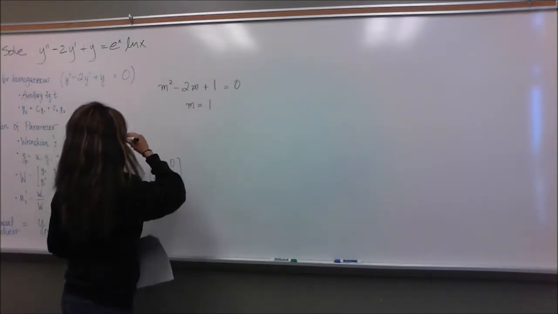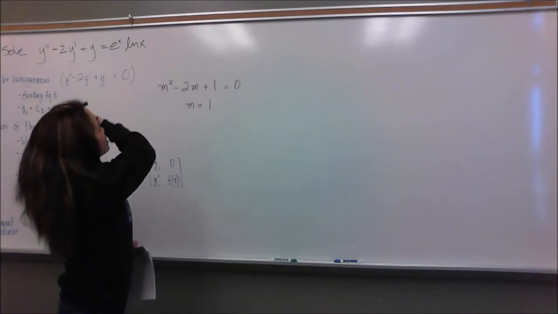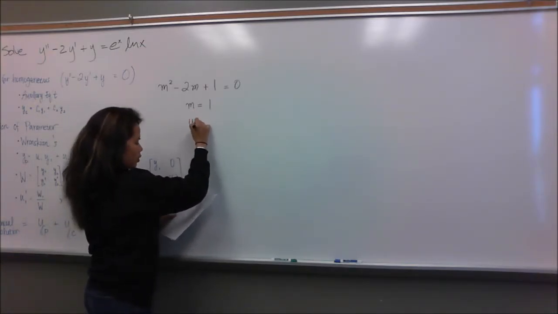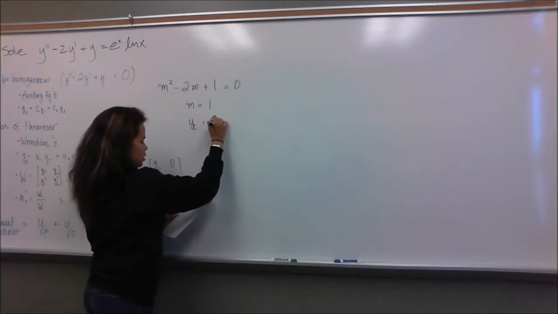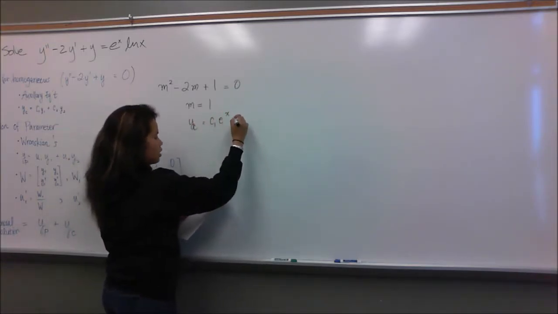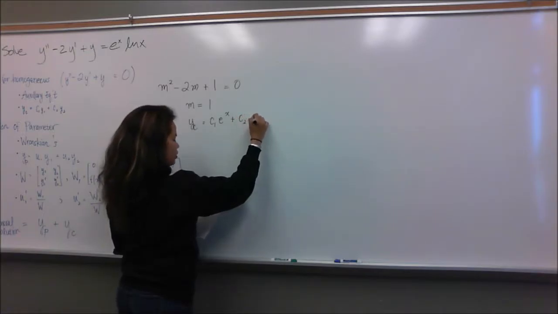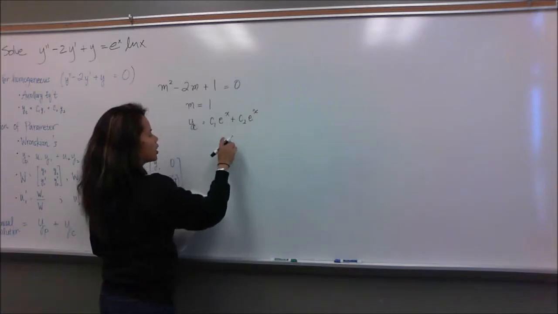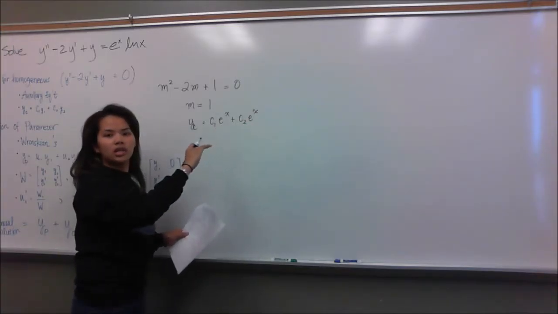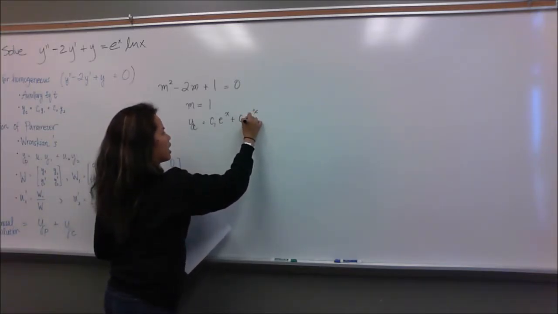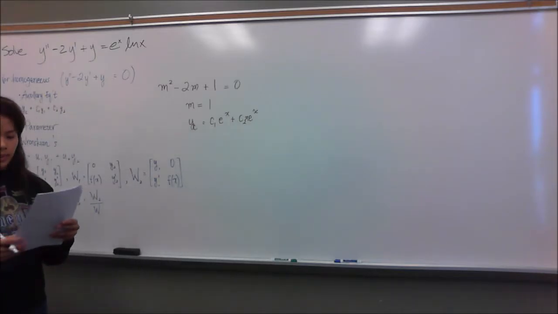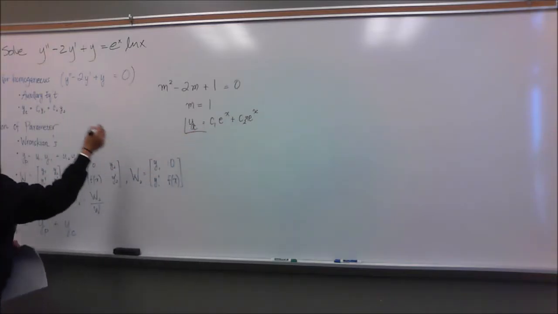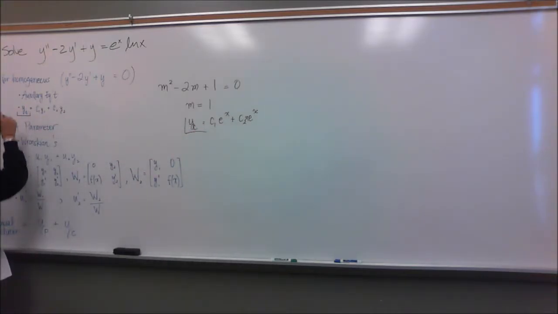Therefore, our solution to this homogeneous equation is gonna be y, I'm gonna call it y sub c, equals c1 e to the x plus c2 e to the x again, but you need it to be linearly independent, therefore I'm going to have it multiplied by the x right there. And after getting that, this is this part right here.